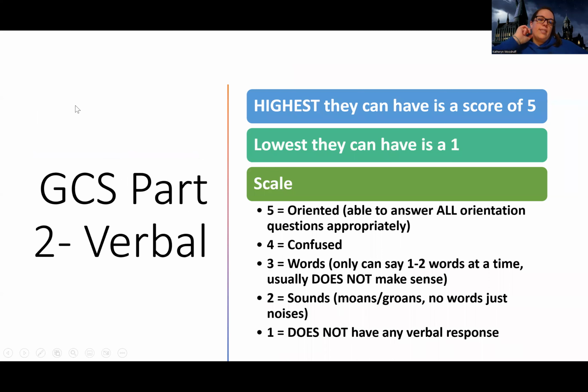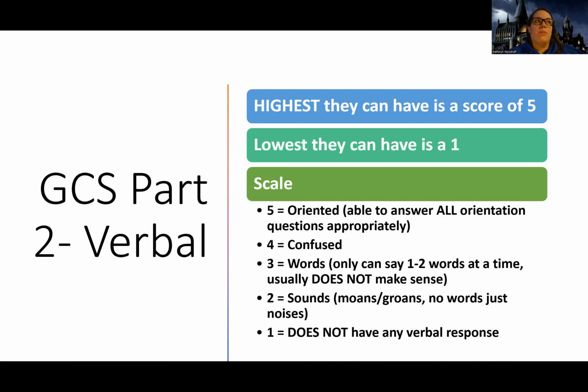The next part of the GCS is the verbal. The highest score that they can have for verbal is a 5. Remember, eyes is 4, verbal is 5, motor is 6. The lowest they can have is a 1. Orientation itself is not a level of consciousness, but within this level of consciousness assessment, we do check orientation. So GCS is not just about their verbal abilities, it's that they're able to talk and make sense too.